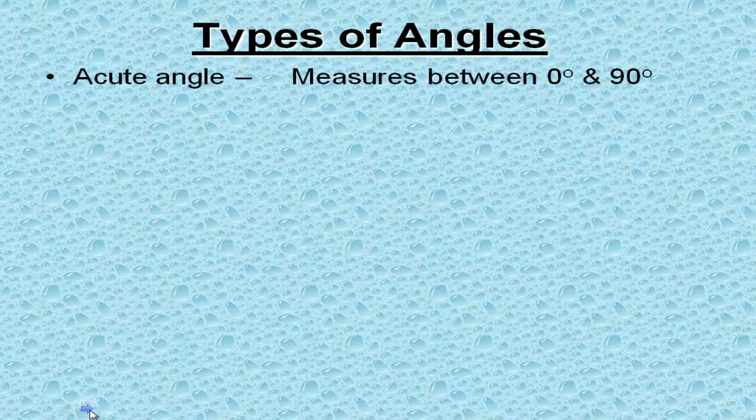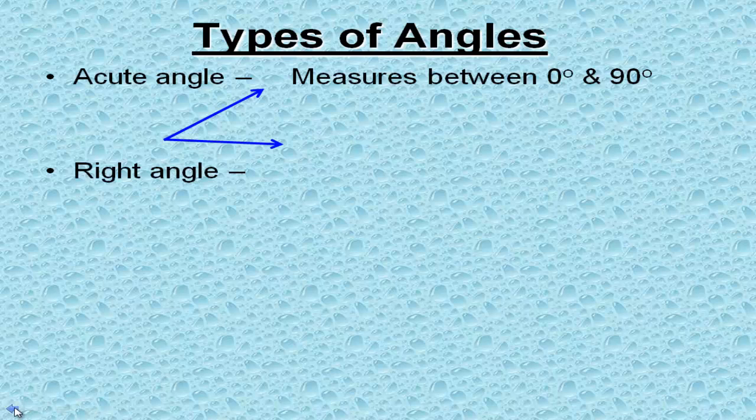Okay. Types of angles. Now that you know how to measure them, there are 4 types of angles. You have acute angles. Acute angles are angles that measure between 0 and 90 degrees. And we also say that they measure less than 90, more than 0.